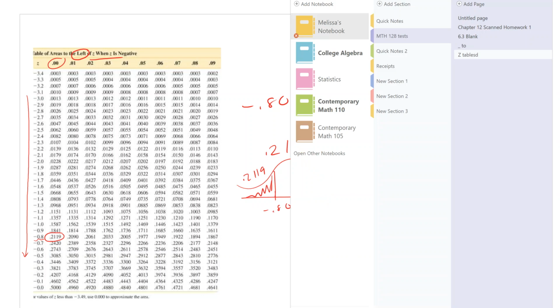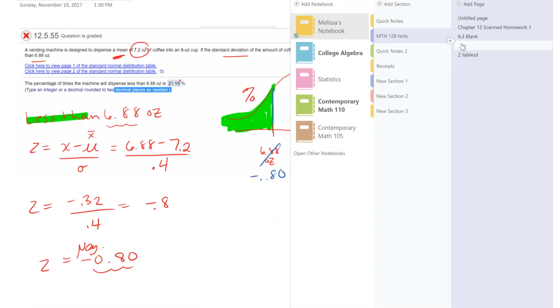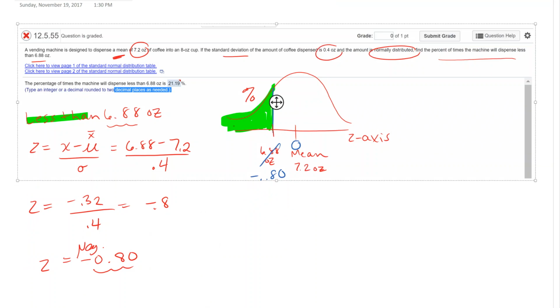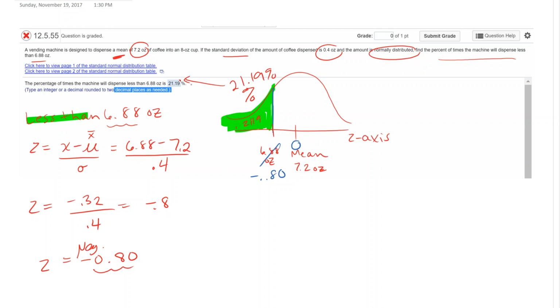So let's go back to my picture and put that in there. So this is 0.2119, which is equivalent to 21.19%. And that's the solution that we're looking for. The percent of times the machine will dispense less than 6.88 ounces is 21.19%.